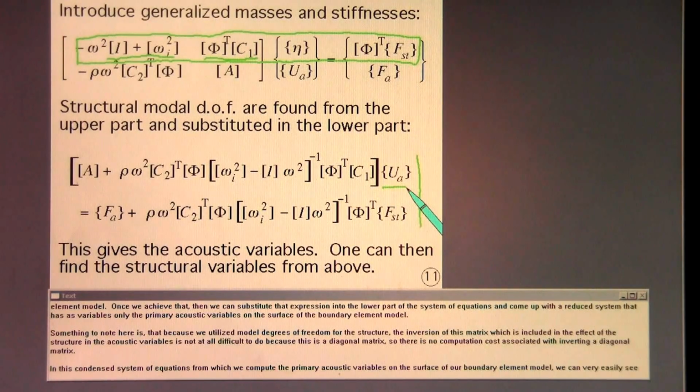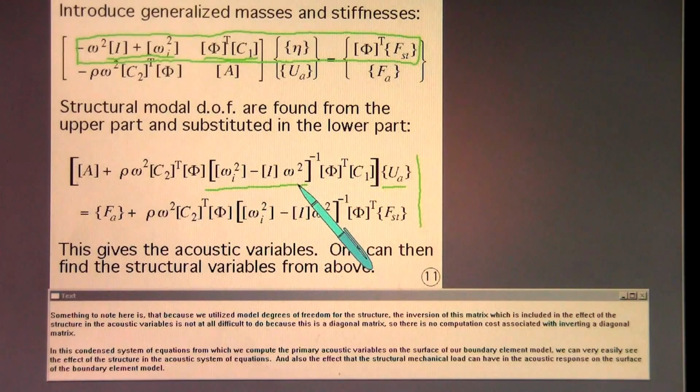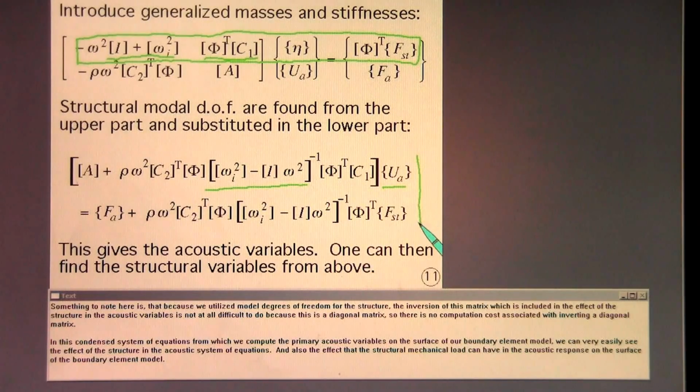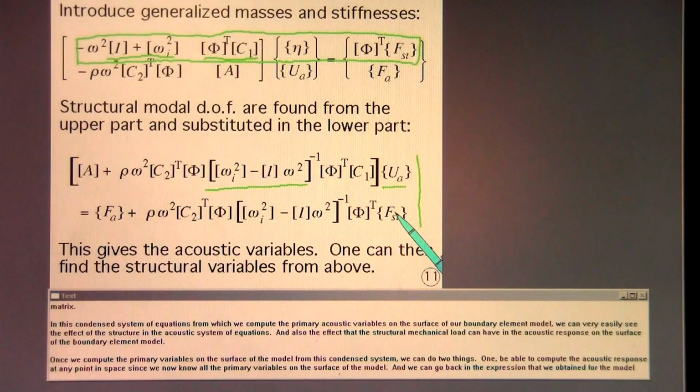Something to note here is that because we utilized modal degrees of freedom for the structure, the inversion of this matrix, which is included in the effect of the structure in the acoustic variables, is not at all difficult to do because this is a diagonal matrix, so there is no computation cost associated with inverting a diagonal matrix. In this condensed system of equations from which we compute the primary acoustic variables on the surface of our boundary element model, we can very easily see the effect of the structure in the acoustic system of equations, and also the effect that the structural mechanical load can have in the acoustic response on the surface of the boundary element model.